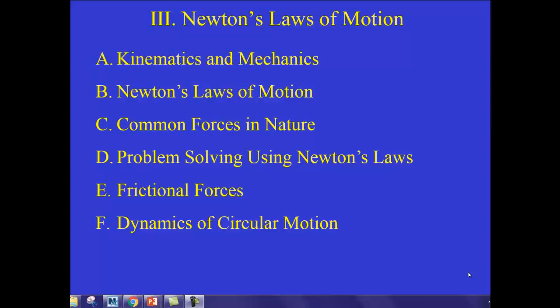Today I'll give an introduction to the subject of mechanics. Here's the outline for where we're going in this part of the course. Kinematics and mechanics. I'll discuss the connection between those two subjects, give an introduction to Newton's laws of motion, talk about common forces in nature, and then move on to illustrate problem solving using Newton's laws, and then some special situations involving frictional forces, and then ultimately the dynamics of circular motion.